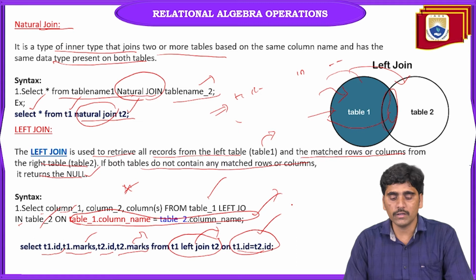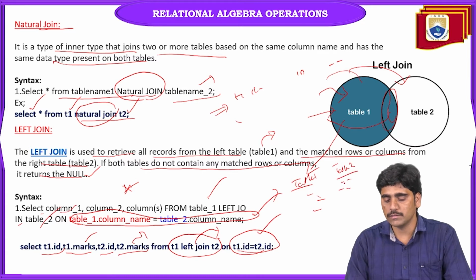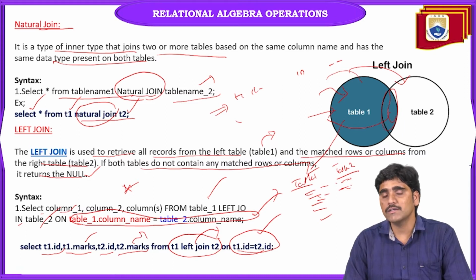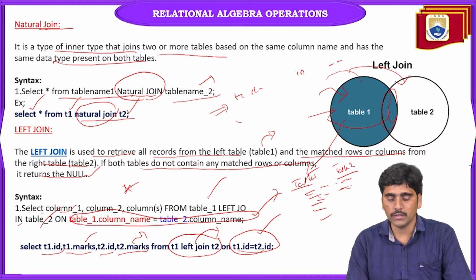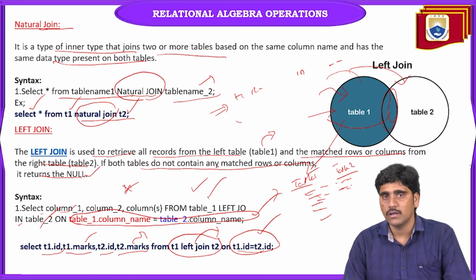Now what will you get as output? You will get all the values from table 1 and the matching values from table 2. Suppose this is the matching value, then these values will be matched. So it displays the values from table 1 and the common values from both tables. That is how you can understand the left join operation.